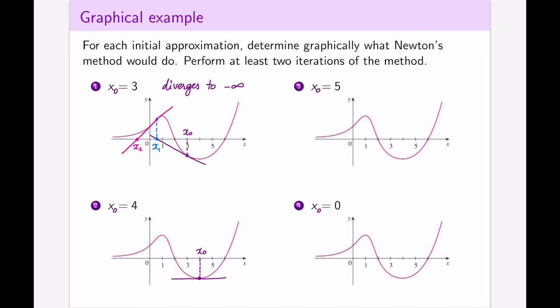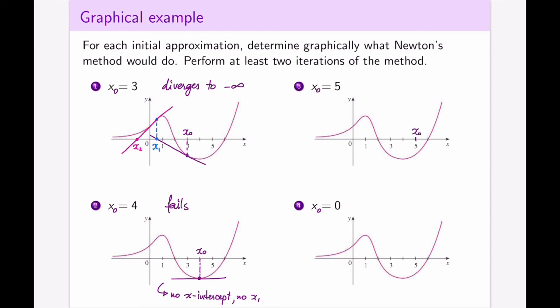And I can see that this tangent line is now horizontal, which means that it does not intersect the x-axis. So there's not going to be an x1. So no x-intercept means no x1 value, which means that Newton's method in this case will fail. Okay, and similar type of justification for the other 2.